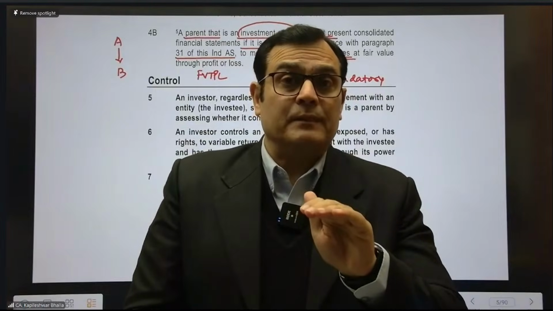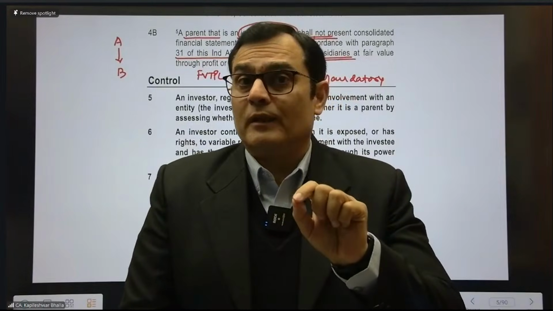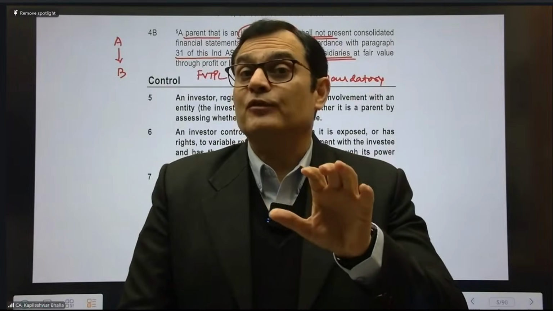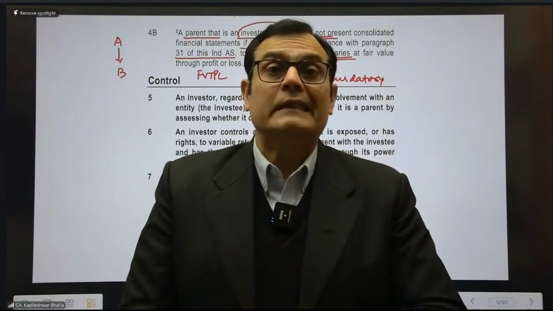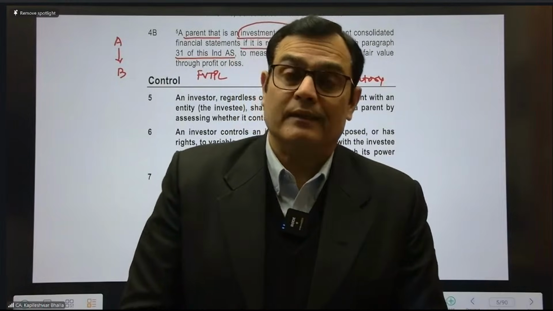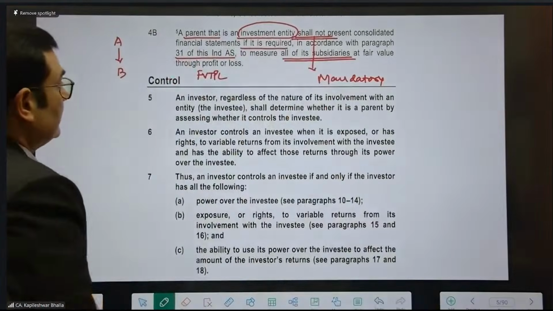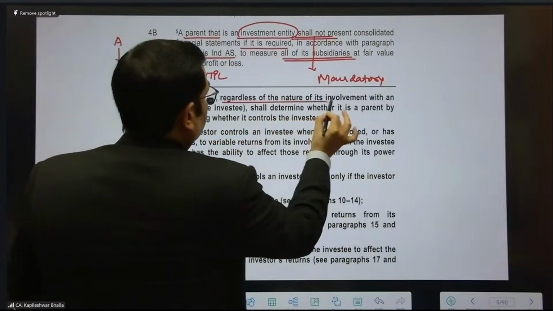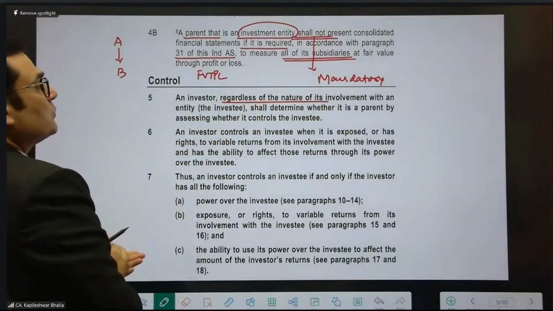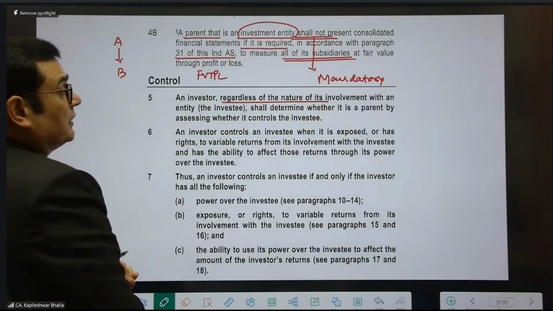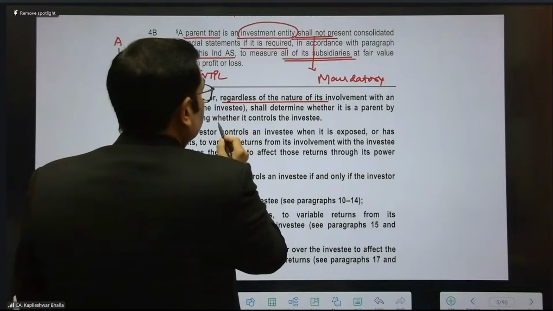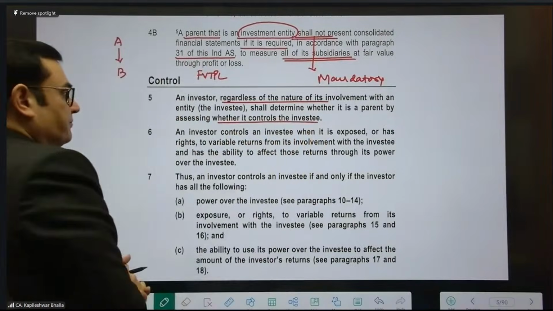I'm just going to read some inputs in para 5. Then I'm going to develop a simple step-by-step model. I'm going to give you a 3-step model on which we're going to work in terms of control assessment. Let's have a look. It says an investor, regardless of the nature of its involvement with an entity, shall determine whether it is a parent by assessing whether it controls the investee.